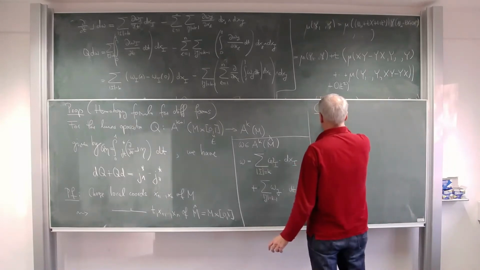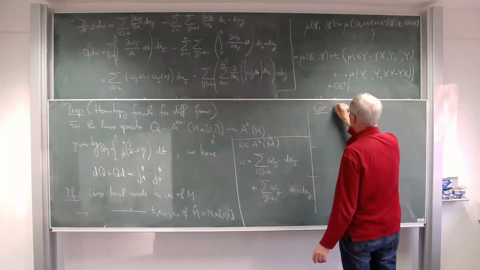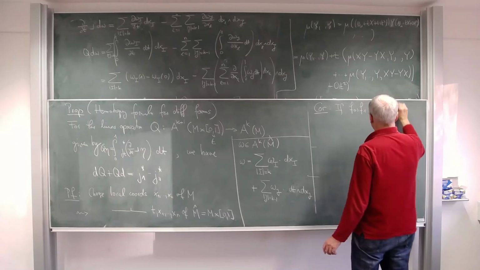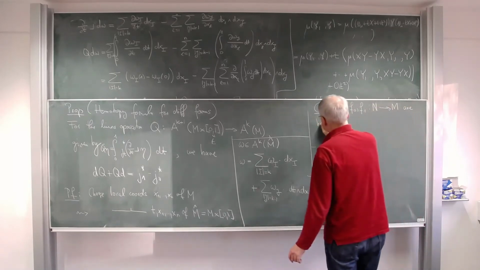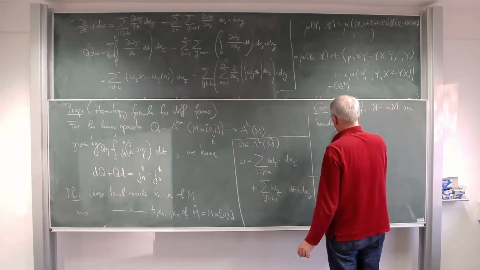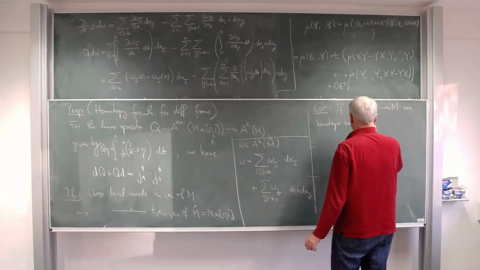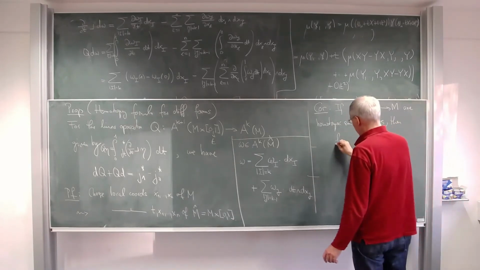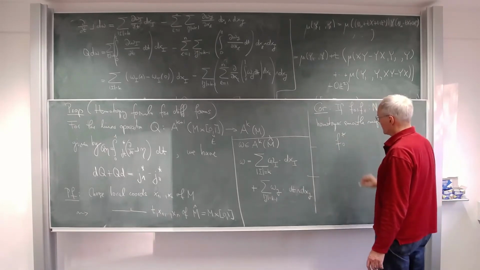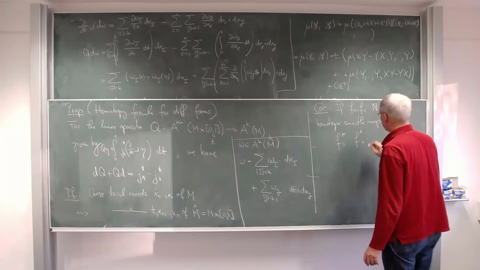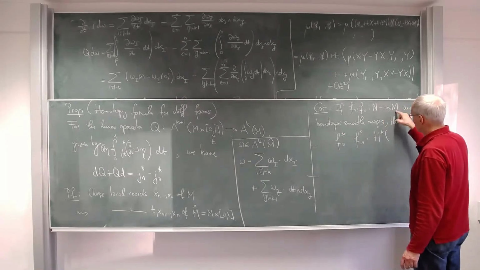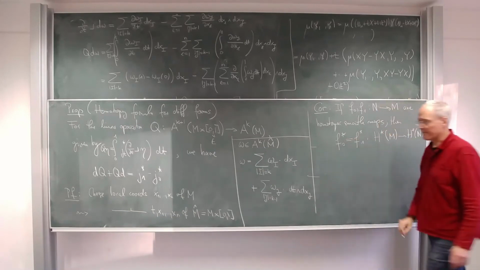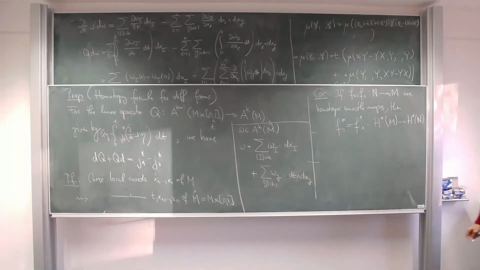So as a corollary, we see that if F0 and F1 from a manifold M to a manifold N are homotopic smooth maps, then the pullback maps on cohomology for F0 and for F1, so these are pullback maps from the cohomology of N to the cohomology of M, they coincide, they are the same. Homotopic maps give rise to the same map on cohomology.